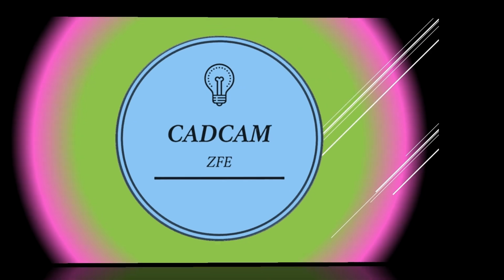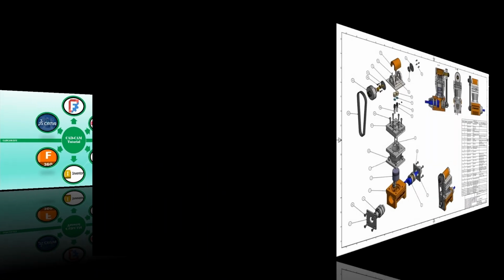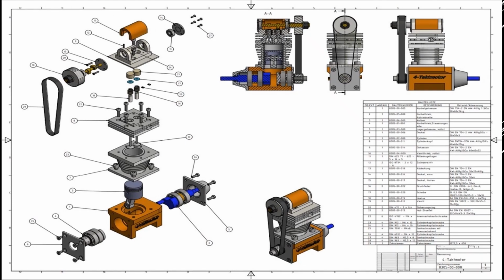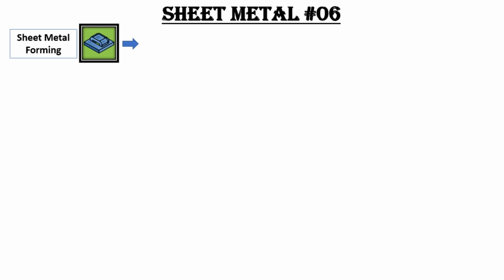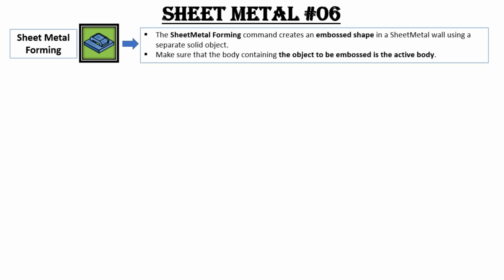In this FreeCAD Sheet Metal tutorial, I will show you how to create an embossing on a sheet metal plate with the help of FreeCAD Sheet Metal forming tool. The sheet metal forming command creates an embossed shape in a sheet metal wall using a separate solid object.